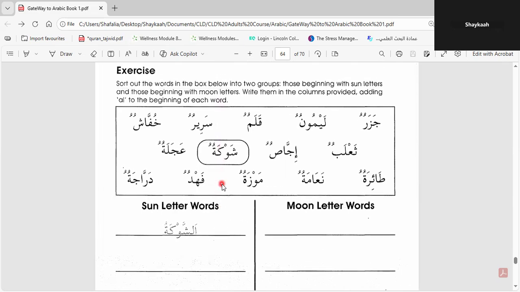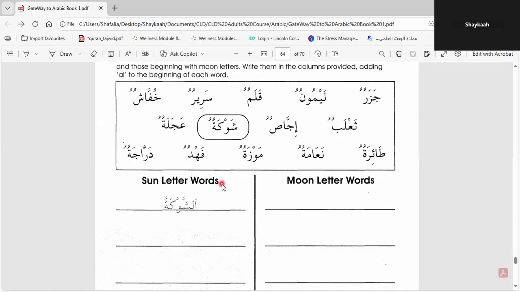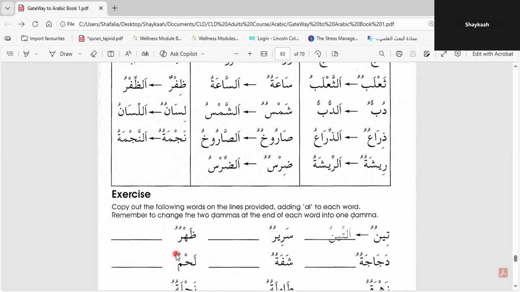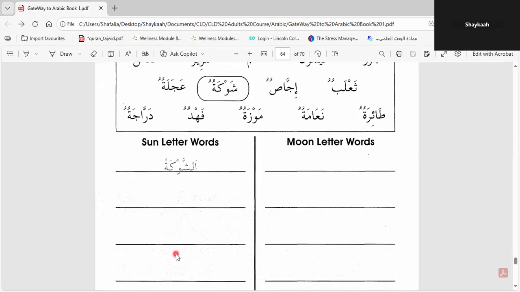Then you have here, sort out the words in the box below in the two groups. Those beginning with the sun letters and those beginning with the moon letters. So what they've done is try to give you an idea of how to familiarize yourself with the sun and moon letters through this exercise. Now remember, those with the shadda will indicate that they are sun letters. Might not happen all the time, but that's one of the ways they do indicate. So they will be the sun letters for you. Always go back and check from your list as well, just to make sure that you double check them and then put them in your group.